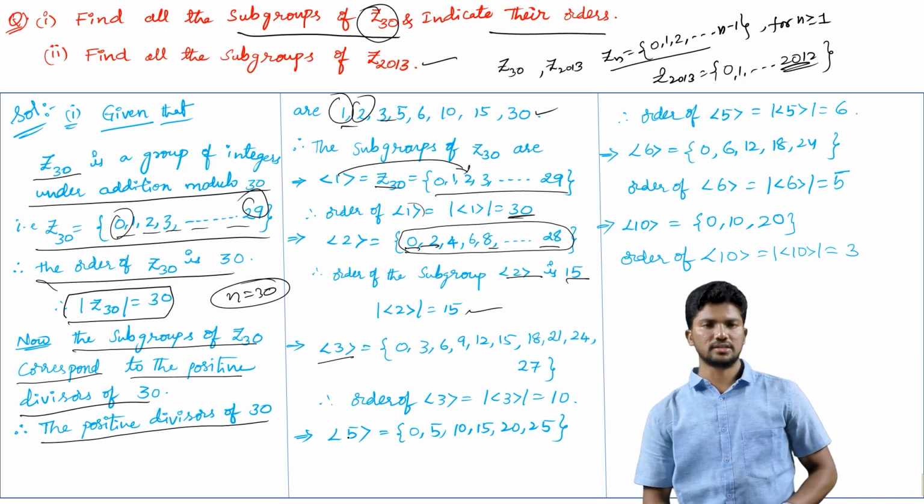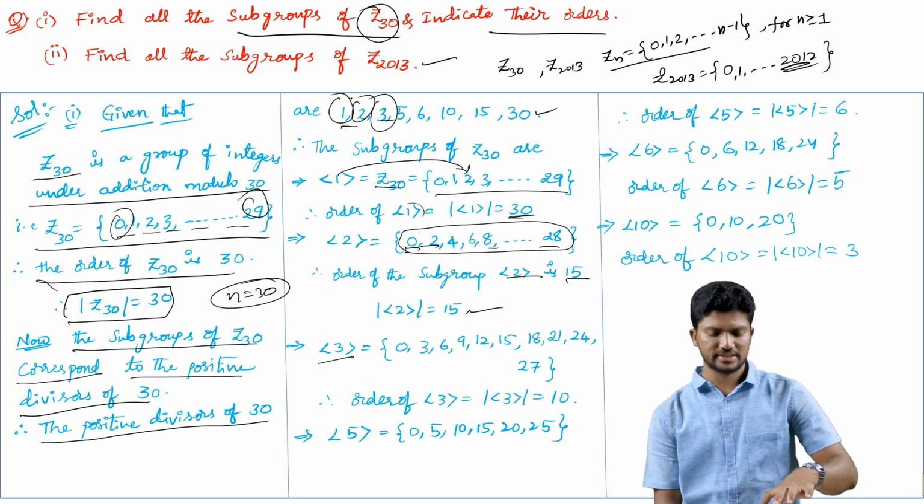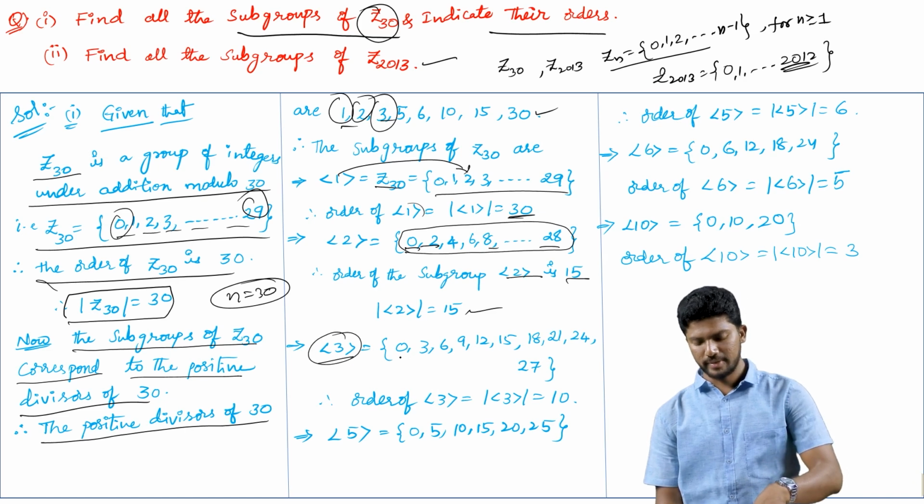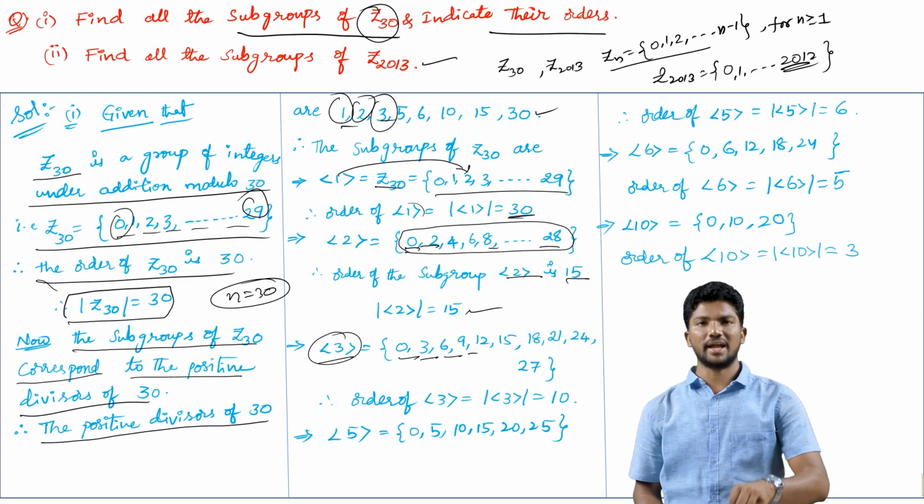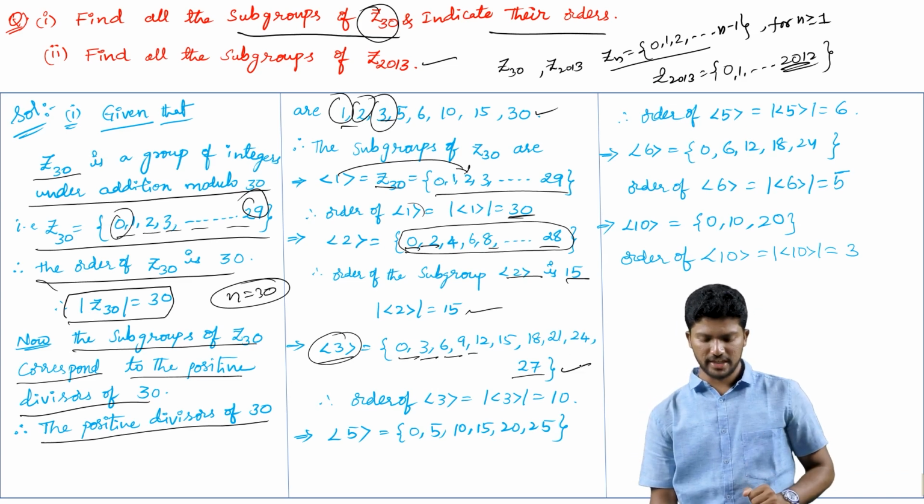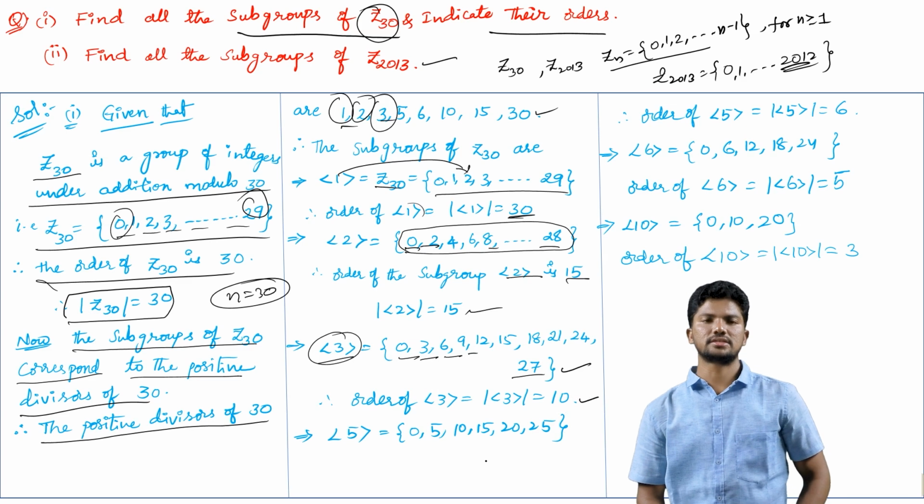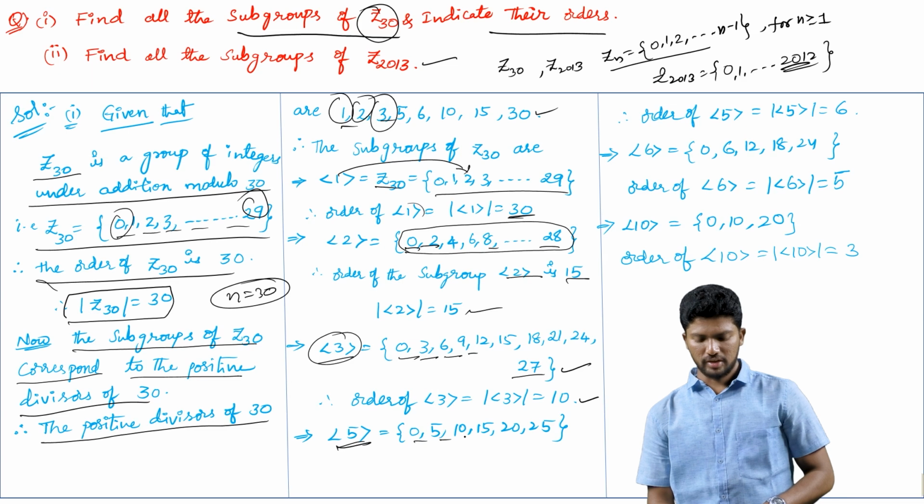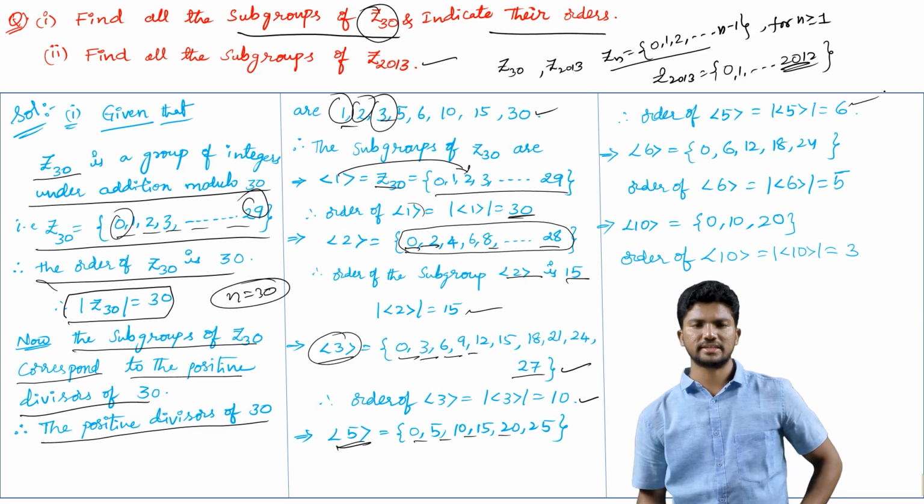So now the third positive divisor is 3. So the subgroup 3 is generated by 0, 3, 6, 9, all the positive multiples of 3 up to 27, less than 30. So if you count them, there are 10 elements in the group. Next positive divisor is 5. So here also 0, 5, 10 up to 25. These are the 6 positive divisors.